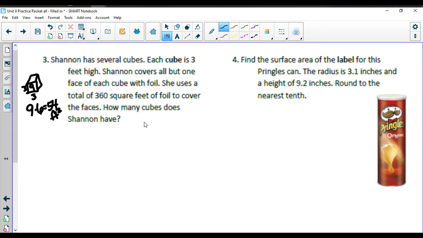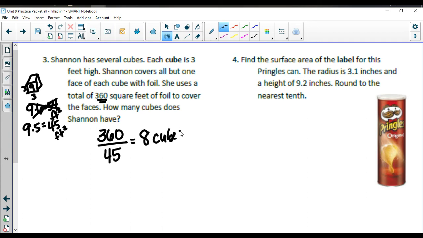Shannon covers all but 1 with foil. So we actually don't need 6 sides. We only need 5 of the sides covered. So 9 times 5 would give me 45 square feet. She uses a total of 360 square feet of foil to cover the faces. So if we take 360 for all of them, divided by 45 per, 360 divided by 45 is going to give me 8 cubes for her.